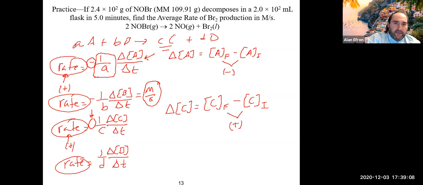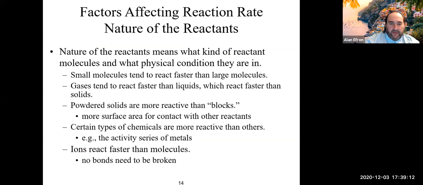Okay. So I think we did this problem on the last slide. So we'll continue on and start talking about some of the factors that have an effect on the rate of a reaction. We will probably see a little bit more of some of these things along the way in this chapter. But first off, the nature of the reactants is really important, the physical state that they are in.